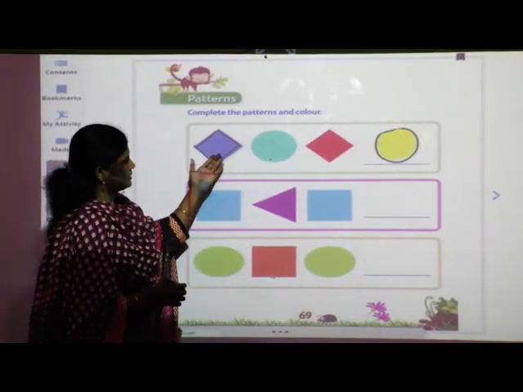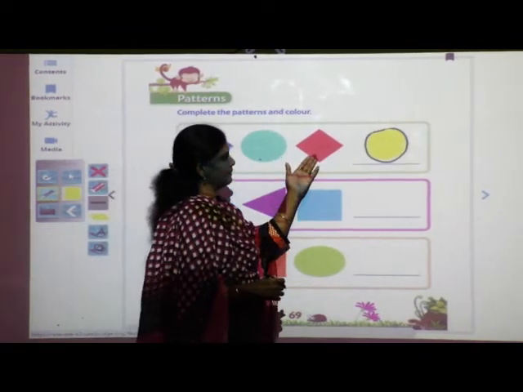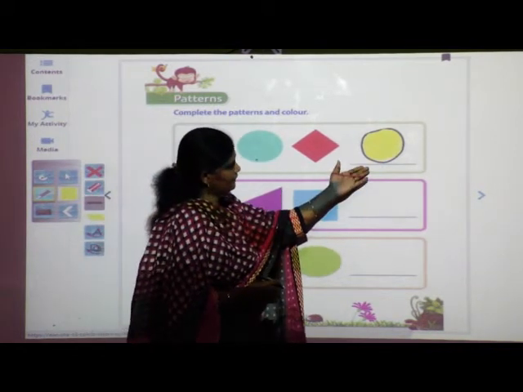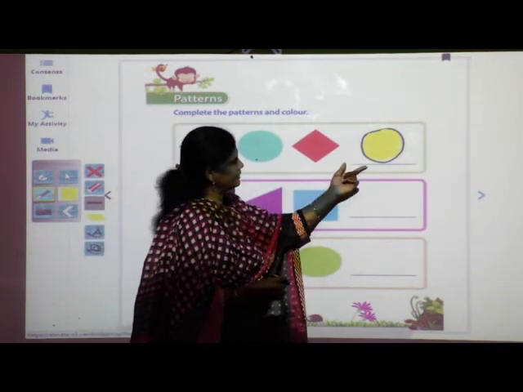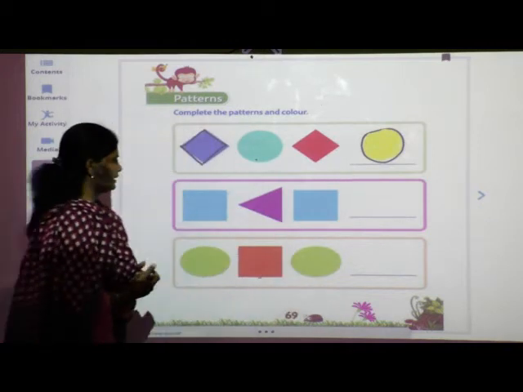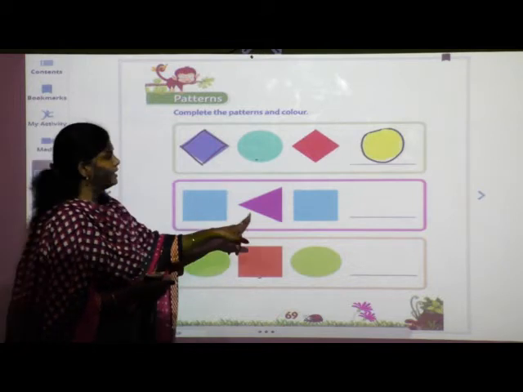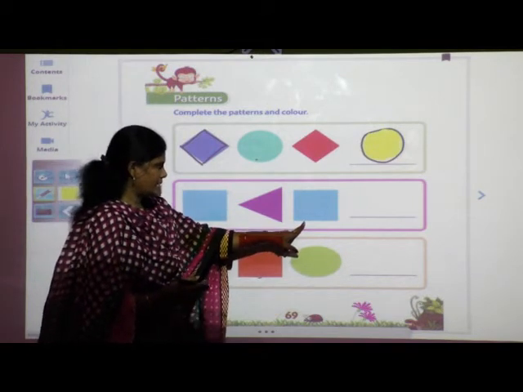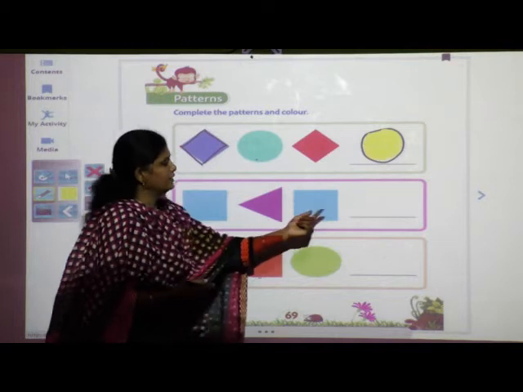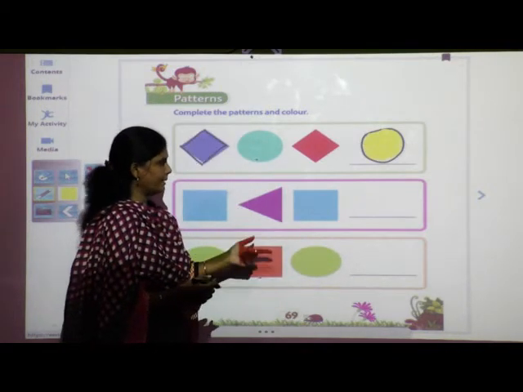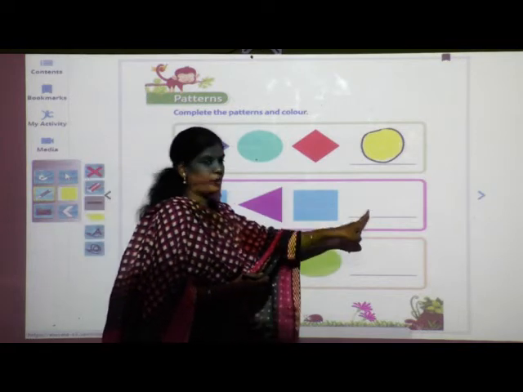First diamond, second circle, first diamond, and here see, they left it blank. Also we have traced their circle. Now the next, which shape can you see here? Square. Here triangle. Here square. Yes, but on the blank place you have to draw the triangle. The same triangle only you have to draw here.